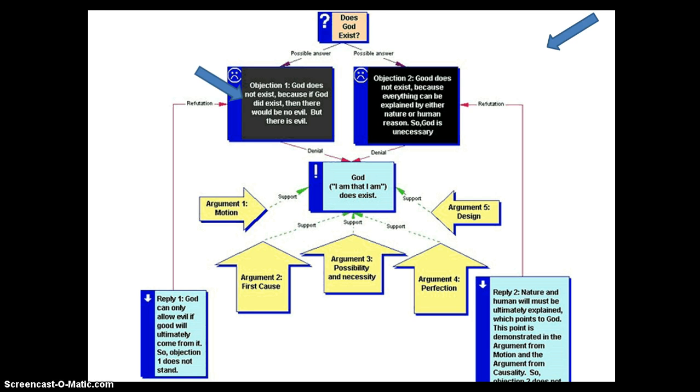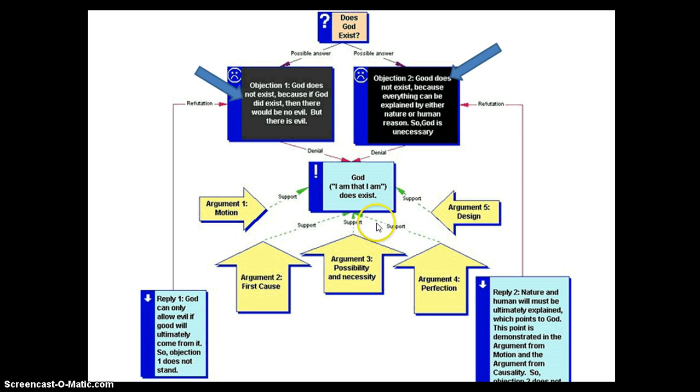Because if God exists, then there would be no evil in the world, because God is infinite goodness. But there is evil in the world, so therefore God does not exist. And then he has a second objection. It would seem that God doesn't exist because everything in the universe can be explained by either nature or by human reason. So belief in a God, you don't need that. We can explain it by nature or human reason. So therefore there is no God.